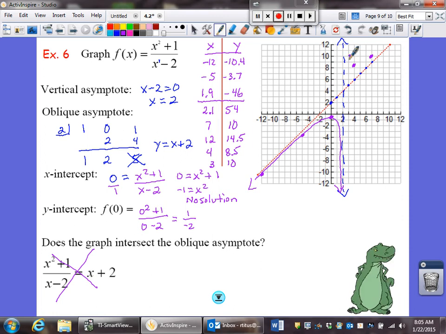So here's 3, 10. So you can see that this graph is curving through here, and it follows the oblique asymptote. No V's, okay? Curve it. Make sure it's not a V. You don't have a point there at the bottom. And that completes the graph of example number 6.